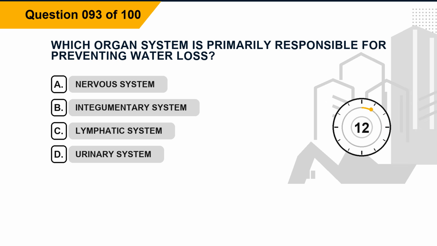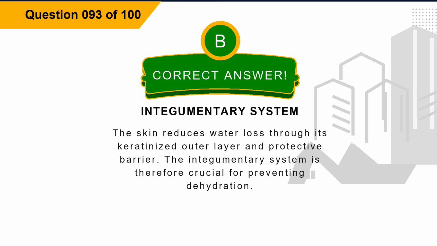Question 93. Which organ system is primarily responsible for preventing water loss? Option A, nervous system. Option B, integumentary system. Option C, lymphatic system. Option D, urinary system. The correct answer is option B, integumentary system. Explanation: the skin reduces water loss through its keratinized outer layer and protective barrier. The integumentary system is therefore crucial for preventing dehydration.